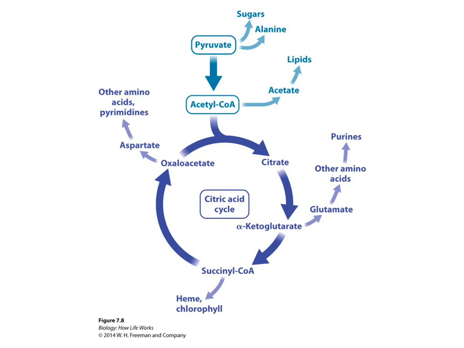All right? Succinyl-CoA, we'll see that heme, as in hemoglobin, and chlorophyll molecules use succinyl-CoA. Pyruvate can be used to make sugars and alanine. So these would be other sugars, right, not glucose. Acetyl-CoA, acetate, and then lipids.